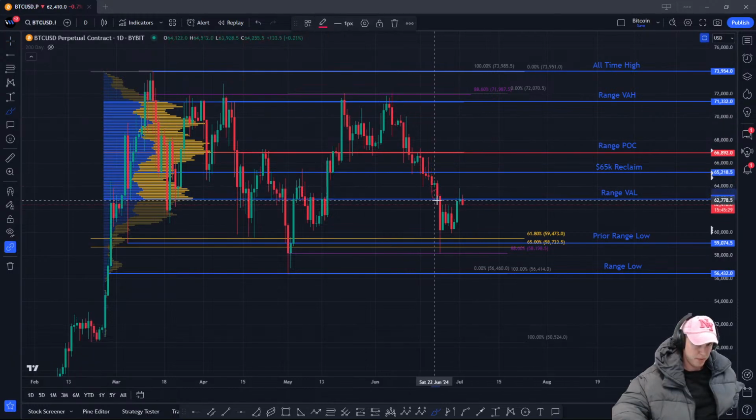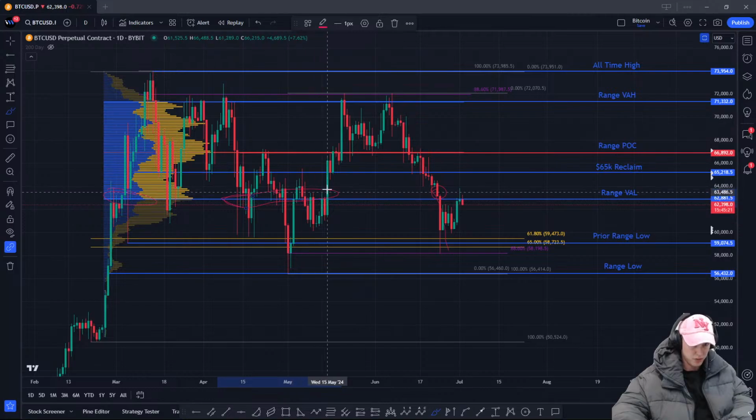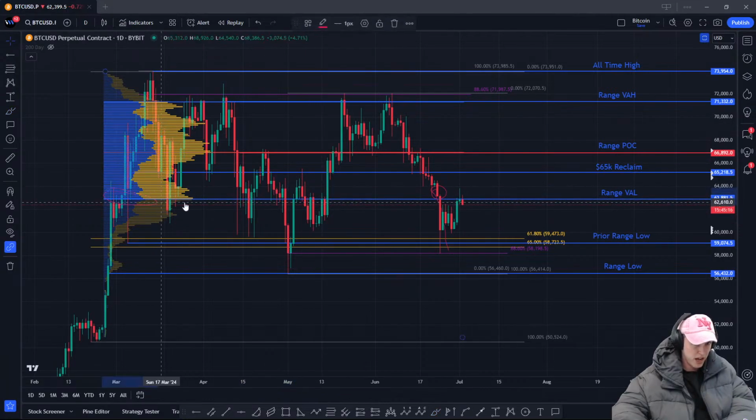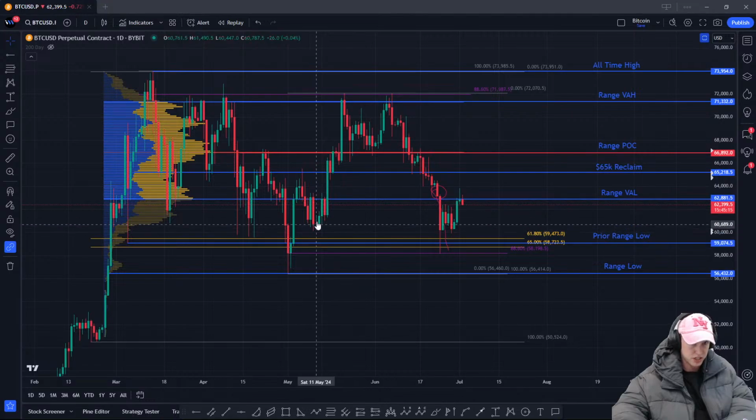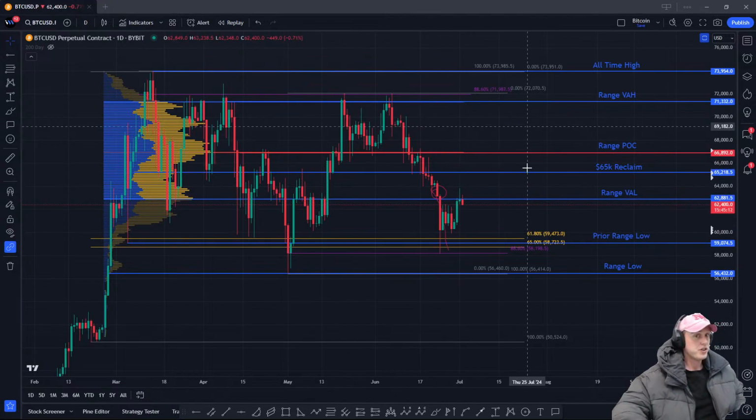I just showed what happened when we lost that support. And you can see kind of horizontally, we've got a couple of wicks here. It's a pretty important level. We rejected four different times as resistance to that VAL prior when we dipped down to the 60k level. Could be we're trying to do the same here.